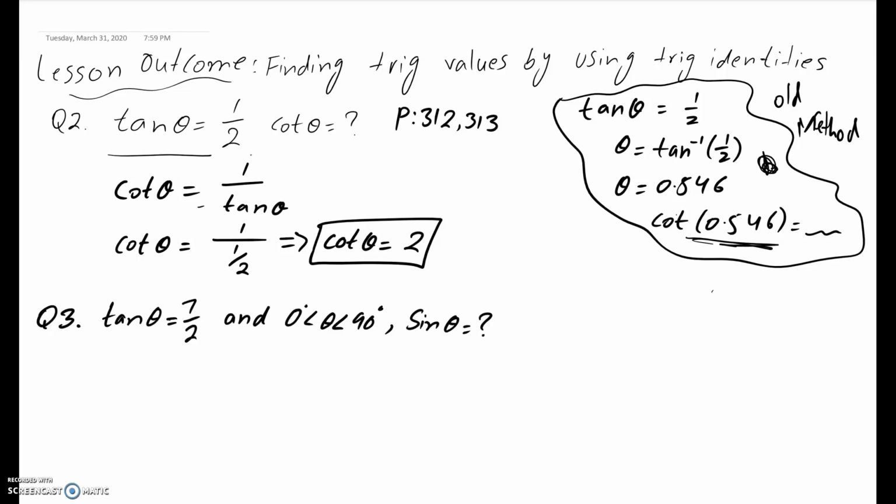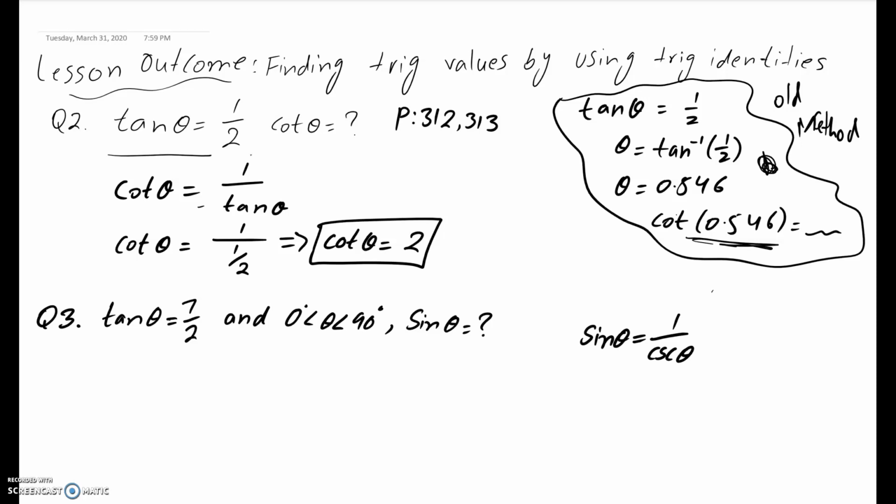Now here is question number 3 from the worksheet that I assigned you. How will we find the value of sine theta when the value of tan theta is given? Tan theta equals 7 over 2. To find the value of sine theta, first we write down the identity for sine theta. We know that sine theta equals 1 over cosecant theta, correct?